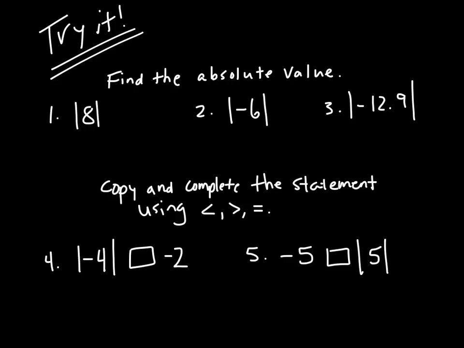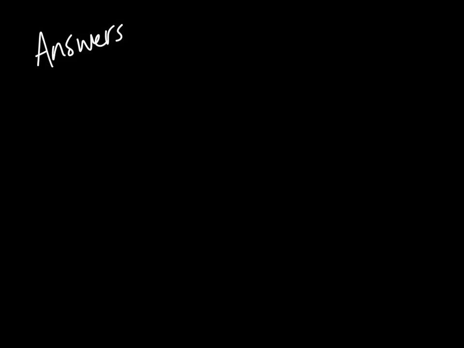Okay, so try it. So the first 3 are finding the absolute value. So all you got to do is tell me what the absolute value is. And then numbers 4 and 5, you have to copy and complete the statement using the less than, greater than, or equal to sign. Make sure for 4 and 5 you use a number line to prove it. The other 3 you do not need to. And your answers will be on the other side. And your answers will be right here in just a second.